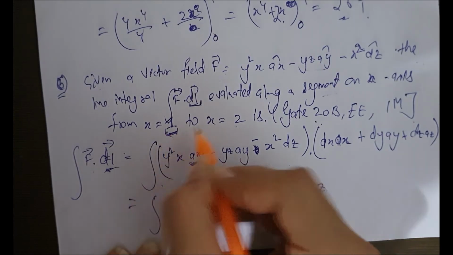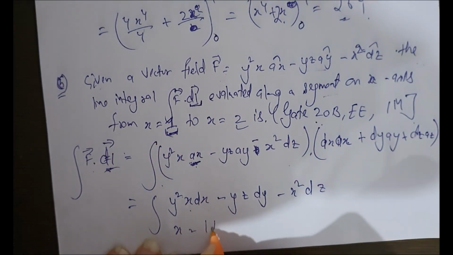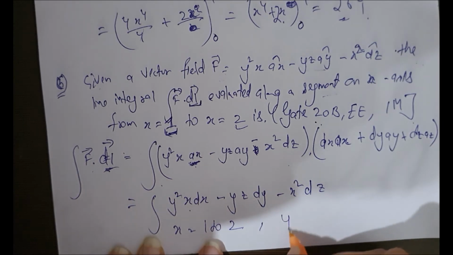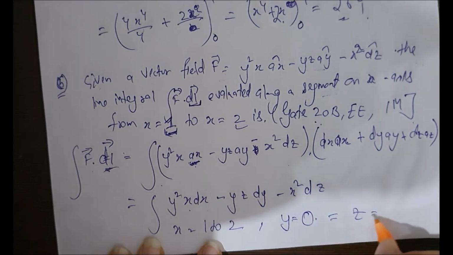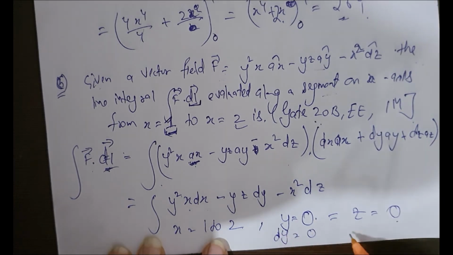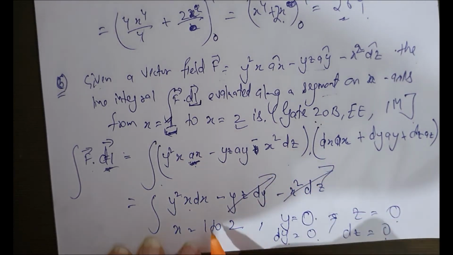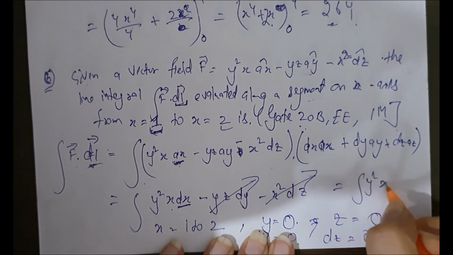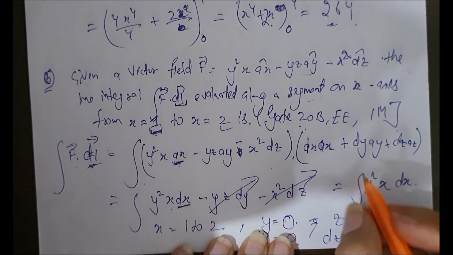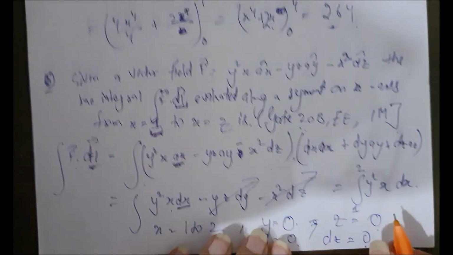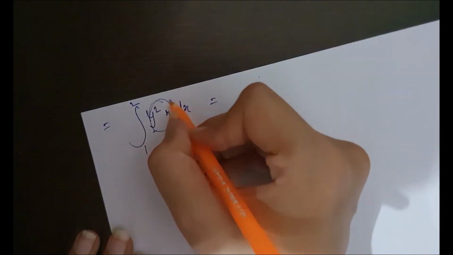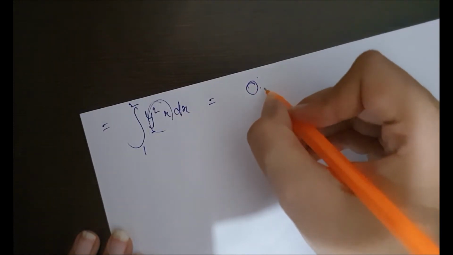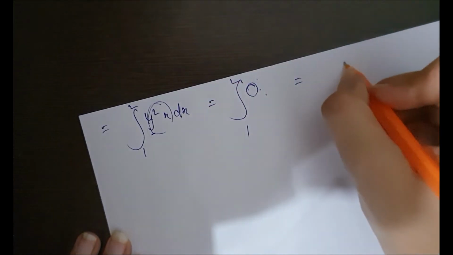here the x limit is from 1 to 2, but we are not given the y and z value, so y and z will be 0, then dy will be 0, dz will also be 0. If dy and dz are 0, it means these terms get cancelled and we are left with only the dx term. This will be y square x dx from 1 to 2. But in this case y is 0, so if we put y equal to 0, this will be 0, so the answer comes out to be 0.